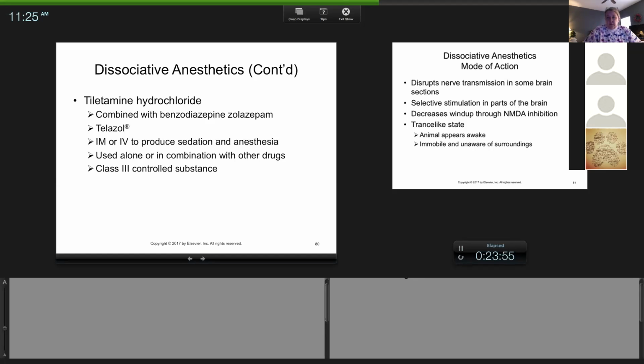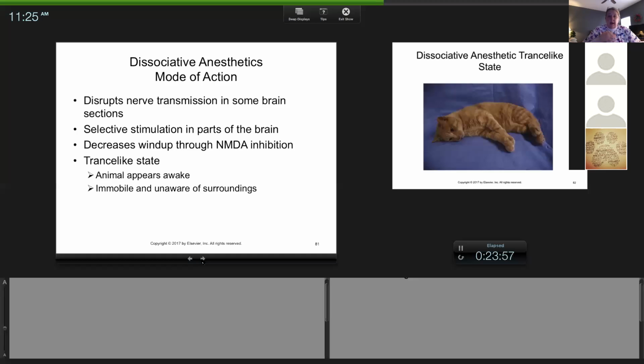Also, Telazol is used a lot in pigs. I like Telazol for aggressive patients. You can give them one shot in the muscle, and then they're completely anesthetized. I mean, I can intubate them, put a catheter. So that's really where Telazol has its advantage: quick immobilization of an aggressive patient.